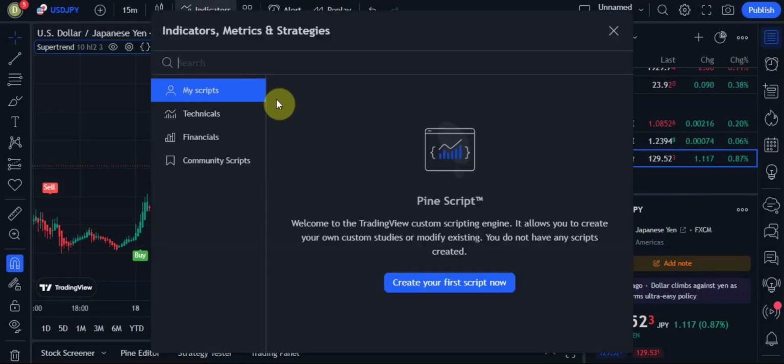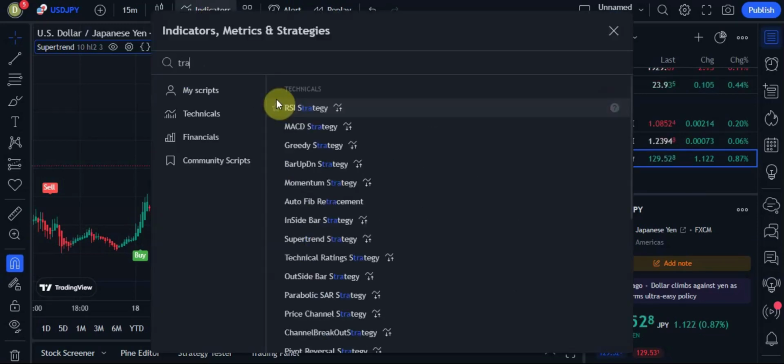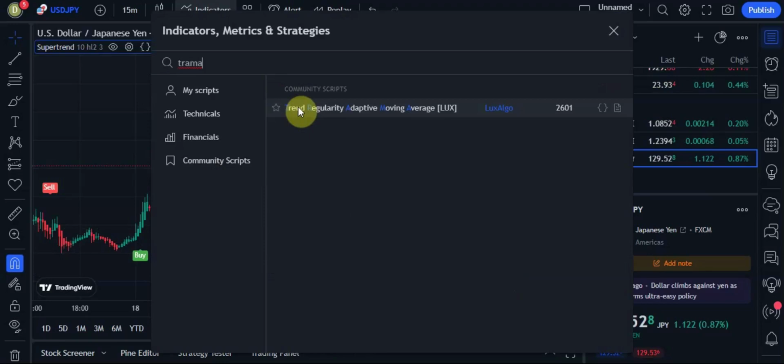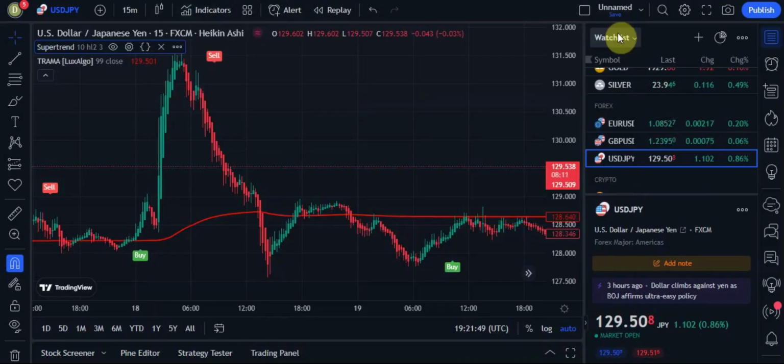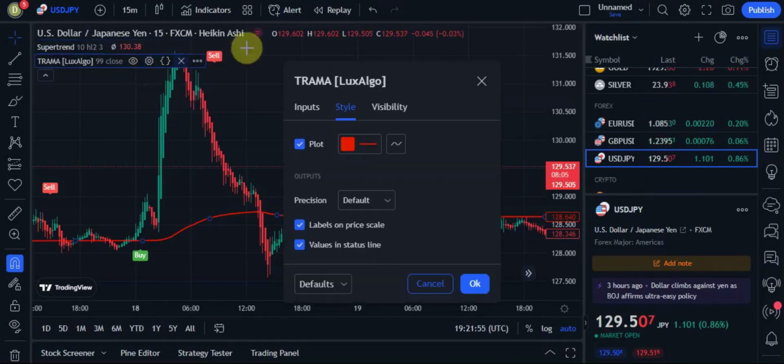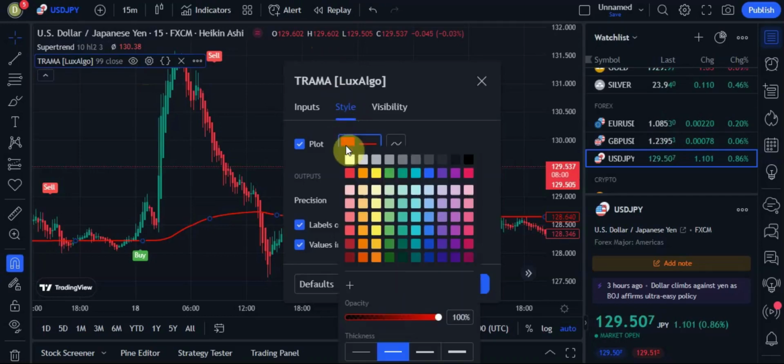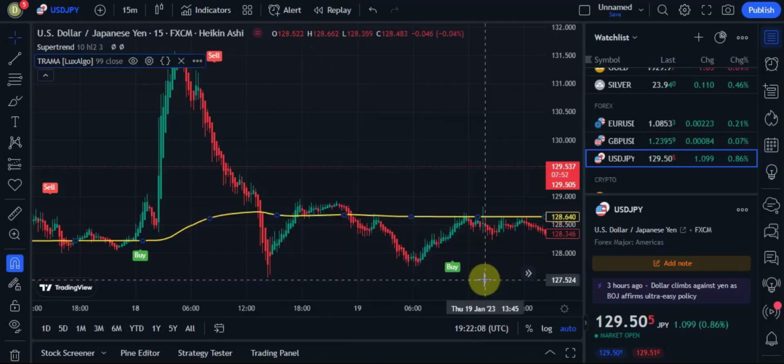And now let's go and search for our second indicator. So we're going to type in TRAMA. And then we'll see our indicator here called Trend Regularity Adaptive Moving Average. And just to make it more visible, let's go ahead and change the color for the TRAMA line. So we'll go to settings and then style, and then we'll change this color here to yellow. Okay, there we go, guys.